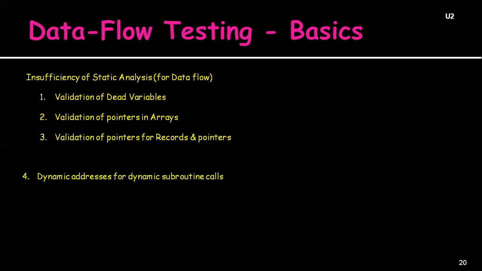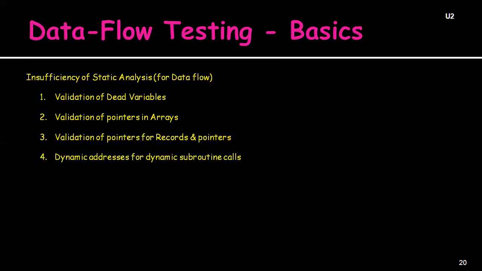Then dynamic addresses for dynamic subroutine calls. Here the subroutine or function name is a dynamic variable in a call, what is being passed, or a combination of subroutine names and data objects constructed on a specific path. There is no way, without executing the path, to determine whether the call is a correct call or not.